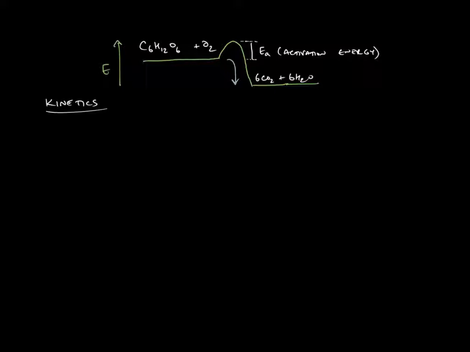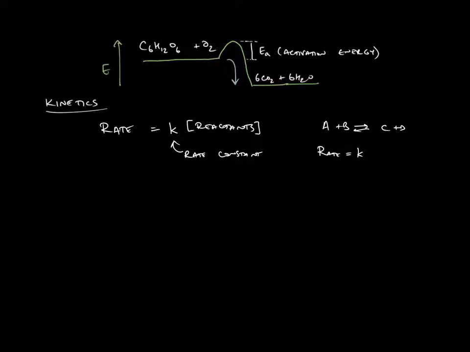So we say that in kinetics, the rate of a reaction is equal to a little k times the concentration of the reactants. So going back to our general condition, if we have A plus B going to C plus D, then the rate of that forward reaction would be equal to a little k, which is your rate constant, times, in this case, A times B.